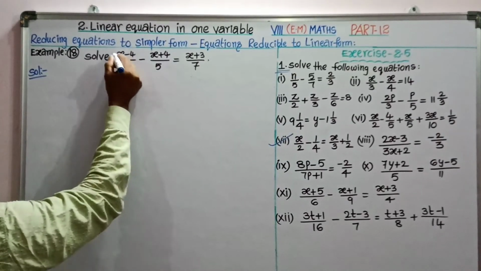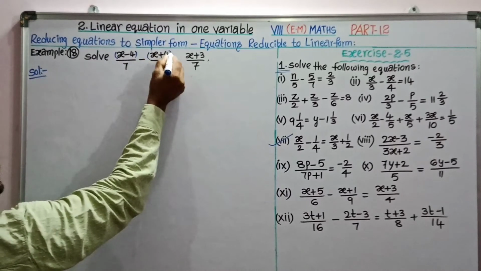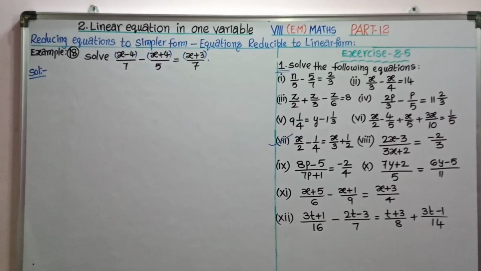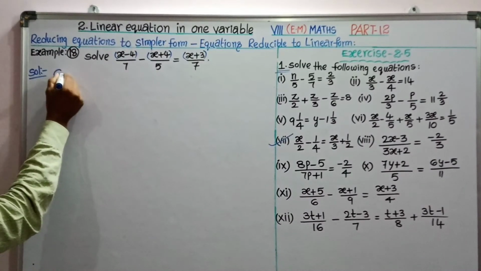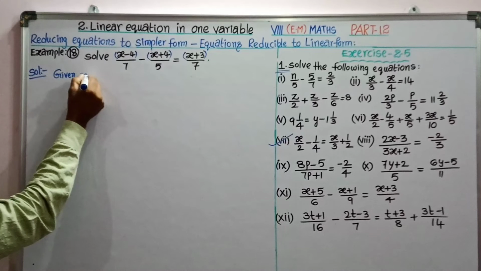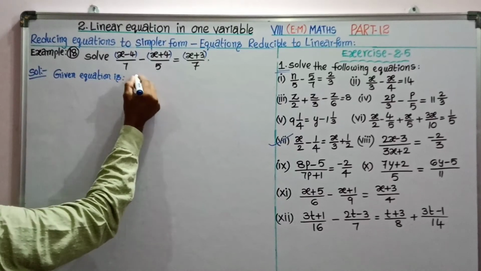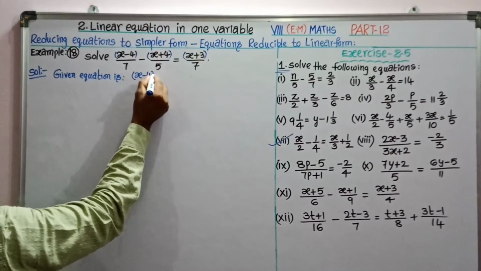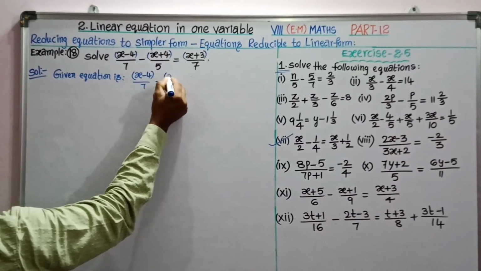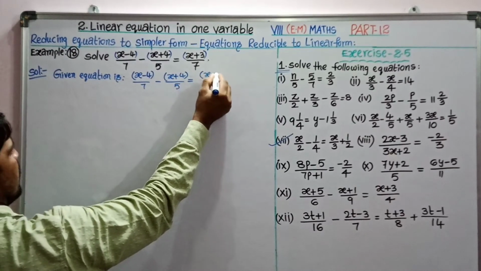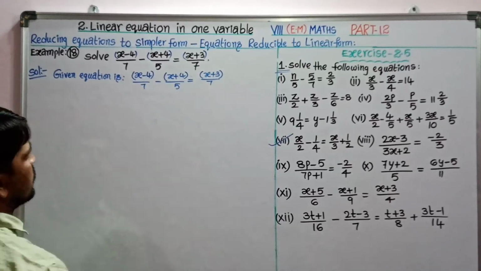Solve x minus 4 by 7 minus of x plus 4 by 5 which is equal to x plus 3 by 7. So this is the given equation. We have to reduce this equation to its simplest form. So write down the given equation. Given equation is x minus 4 by 7 minus x plus 4 by 5 equal to x plus 3 by 7.